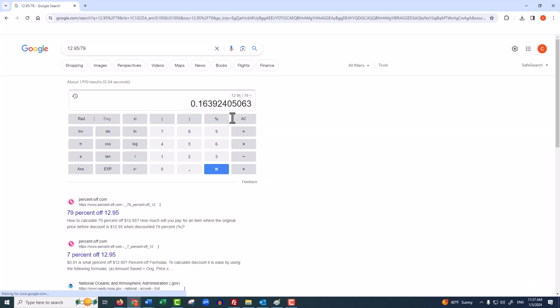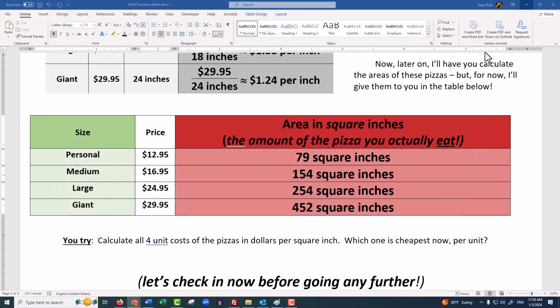So that's the number part of the calculation, 0.1639. But what is that? Well, that's 16 cents. We divided dollars by square inches, so that 0.16 is in dollars. It's 0.16 of a dollar, which is 16 cents. So that is 16 cents per square inch.